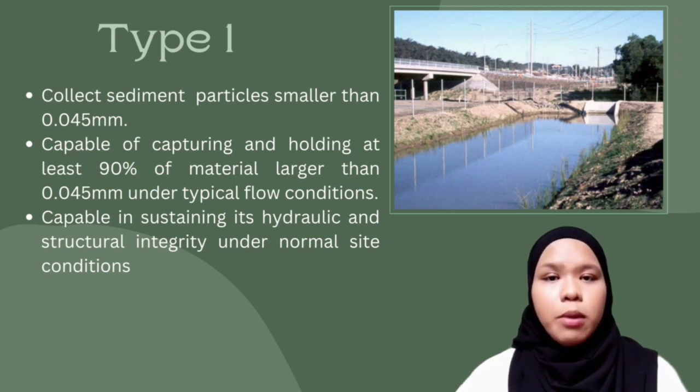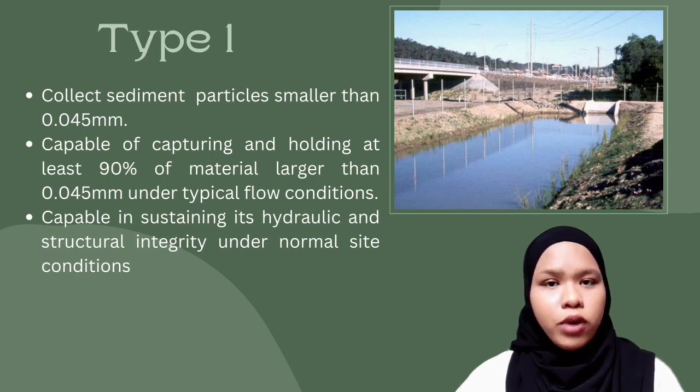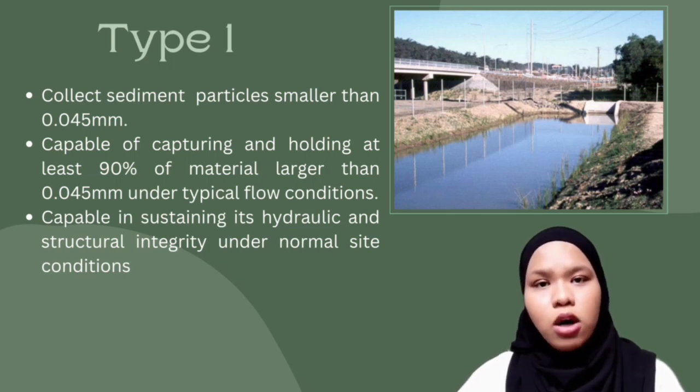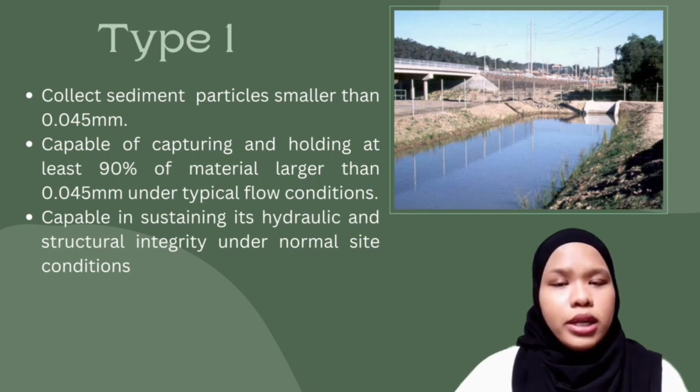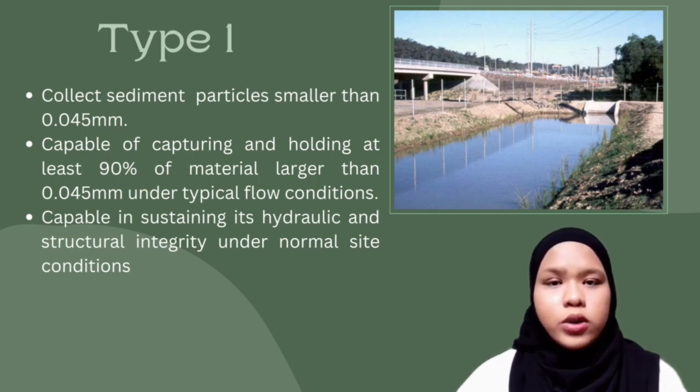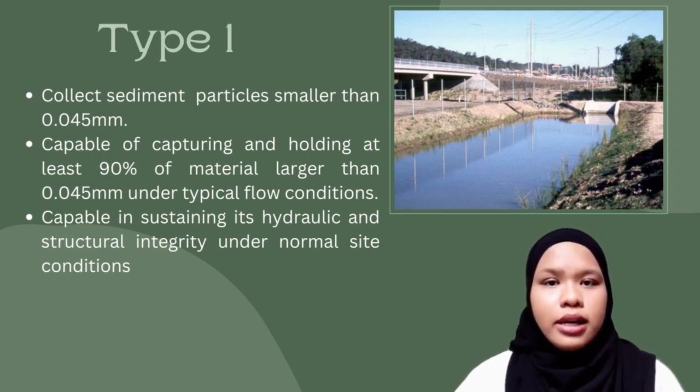Type 1 sediment trap also includes sediment basins and some of the most sophisticated filtration systems used in dewatering operations. Under a typical flow condition, type 1 sediment traps are capable of holding and capturing at least 90% of material larger than 0.045 mm in equivalent diameter. Type 1 sediment traps are also capable of sustaining their hydraulics and structural integrity under normal site conditions.